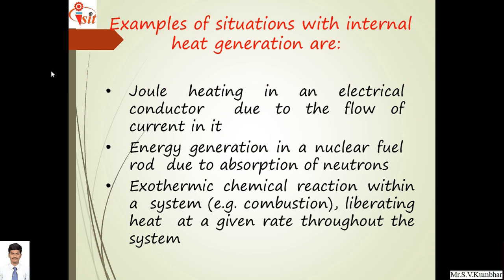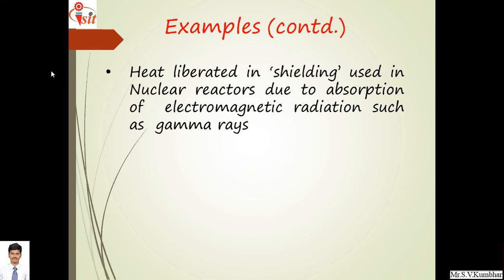For example, combustion. In an internal combustion engine, heat is liberated at a given rate throughout the system, and that heat is dissipated into the atmosphere by all three modes of heat transfer, that is conduction, convection and radiation. A few more examples. In a nuclear power plant, heat is liberated in the shielding used in the nuclear reactor due to absorption of electromagnetic radiation such as gamma rays. Whenever electromagnetic radiation, that is gamma rays, is absorbed by the shielding, heat is generated internally.